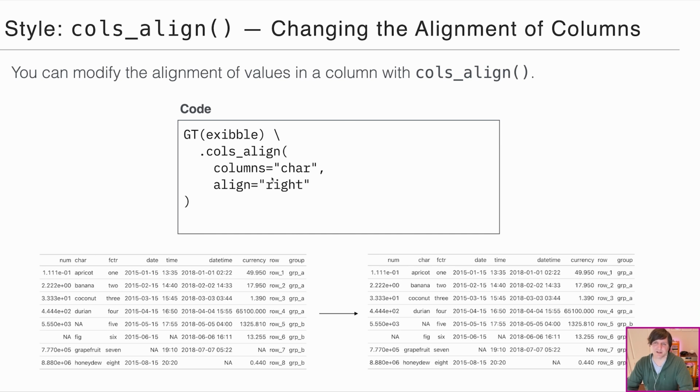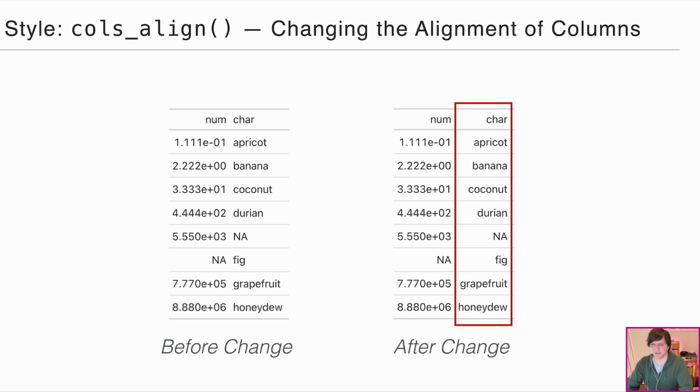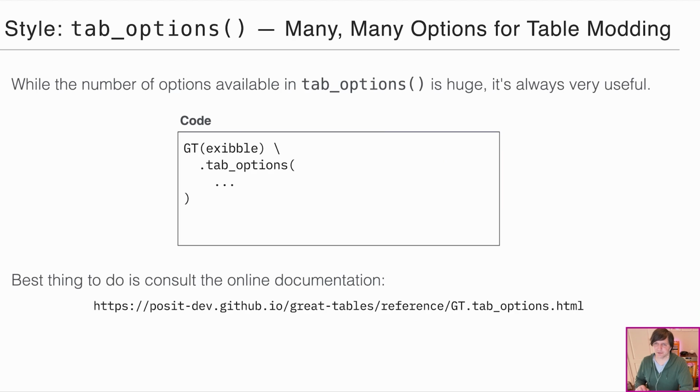But we can actually change the alignment with cols align. We just choose the columns that we want to change the alignment for, in this case, char. And we're going to change the alignment from left to right. And we see here that indeed the char values are aligned to the right, which is not what you get initially. So before the change, left alignment, and after the change, right alignment. Sometimes you want that. What's more often the case is you want things to be center aligned. And that's what we'll do in the power generation table later on.